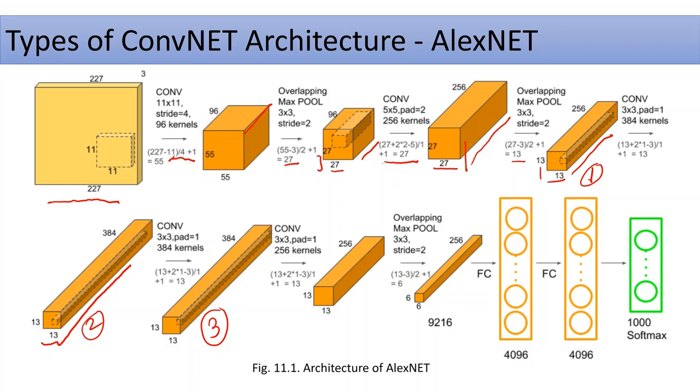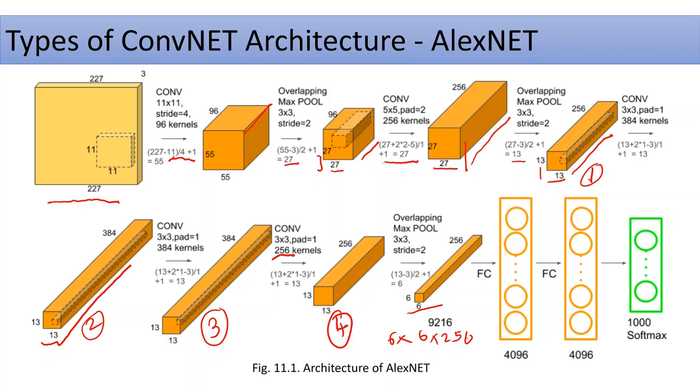Then we do the fourth one again, which gives us a 13 by 13 by 256 matrix. This 256 comes because of these 256 kernels. Then we will do a max pooling again to get us this 6 by 6 by 256 feature map. Now 6 by 6 by 256 is basically 6 into 6 into 256.